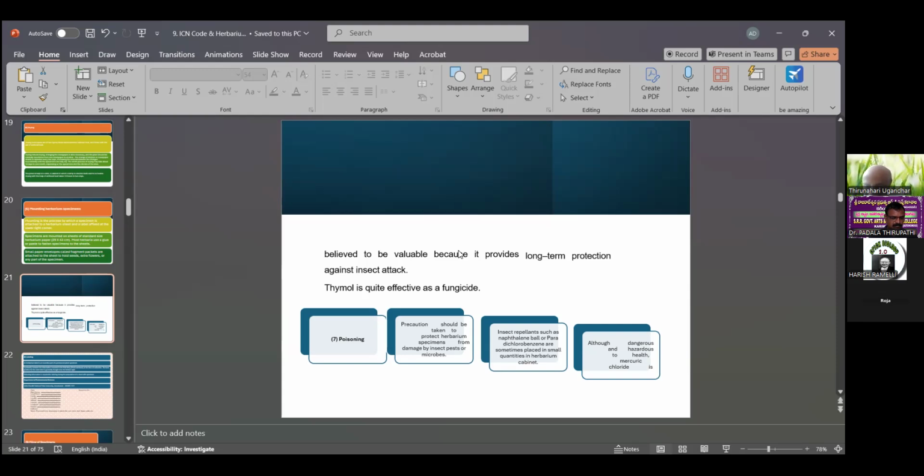Next, insect repellents such as naphthalene balls, or para-dichlorobenzene, are sometimes placed in small quantities in the herbarium cabinet. It is one option, but it is dangerous and hazardous to health. Mercury chloride is also one. This is a process of protection for the herbarium specimens of plants.